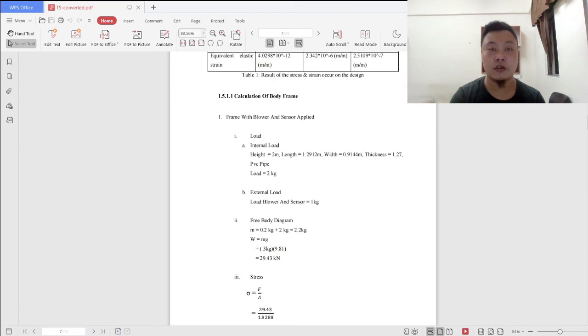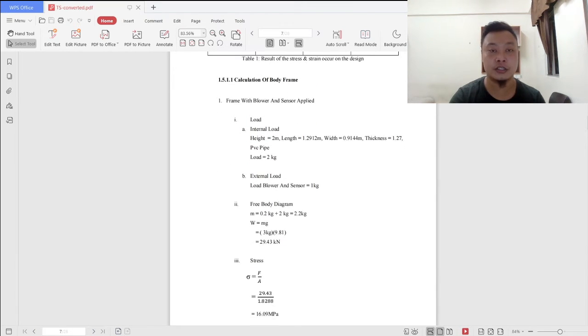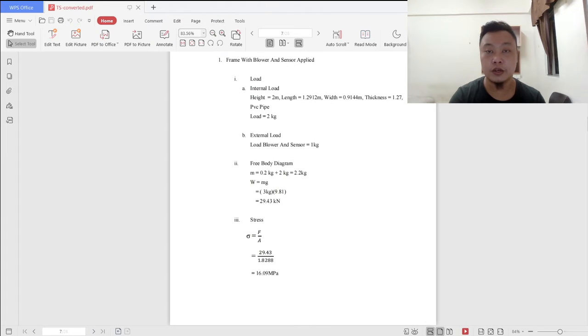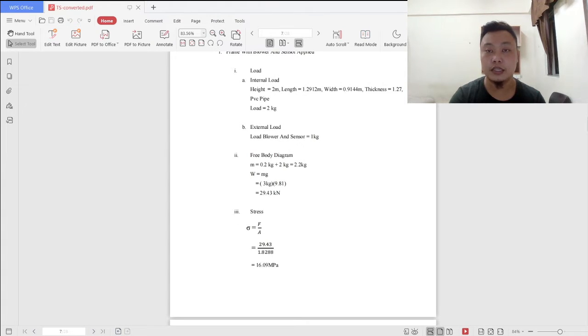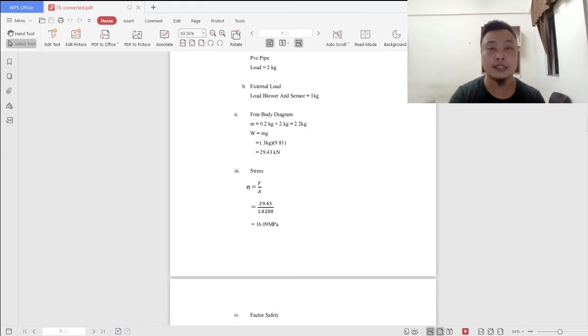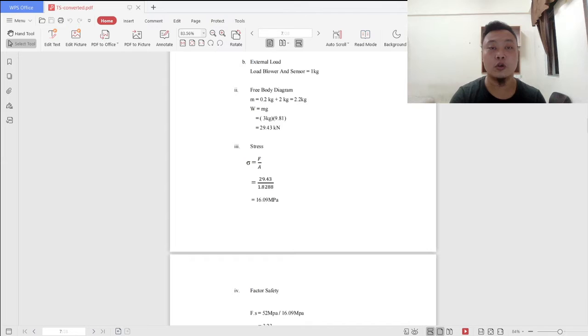For the calculation of the body frame structure, the internal load: height is 2, length is 1.2912, width is 0.9144 mm. The thickness is 1.27. The part is PVC, and the maximum load is 2 kg. For the external load, the blower and sensor are 1 kg. For the free body diagram, I get M equal to 0.2 kg plus 2 kg, equal to 2.2 kg.